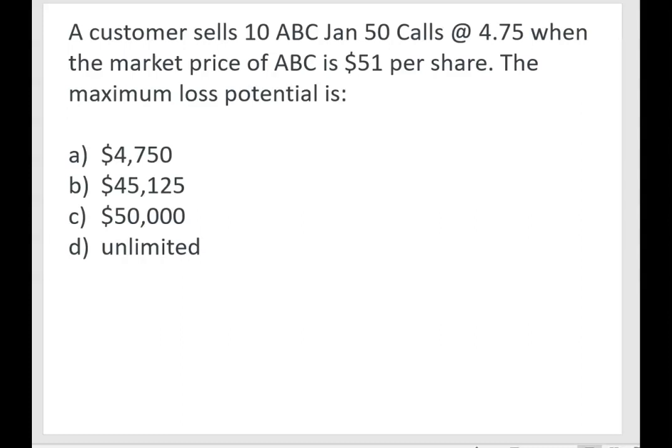All right, so let's check this out. Customer sells 10 ABC January 50 calls at 4.75. What's the maximum potential loss? Well, as the seller of a call option, or the writer of a call option, they've given someone else the right to buy ABC stock from them at a fixed, pre-agreed price.